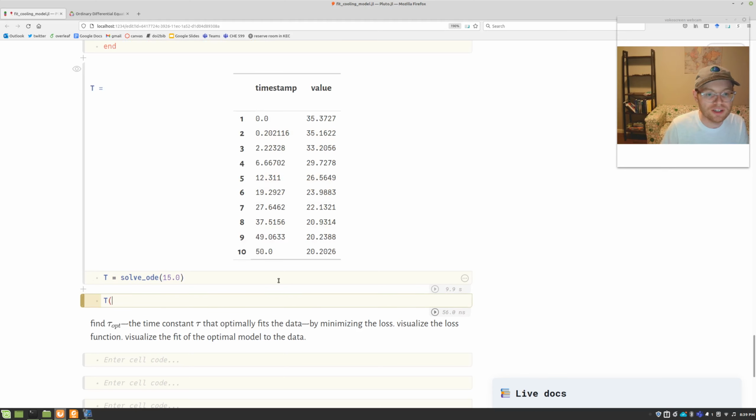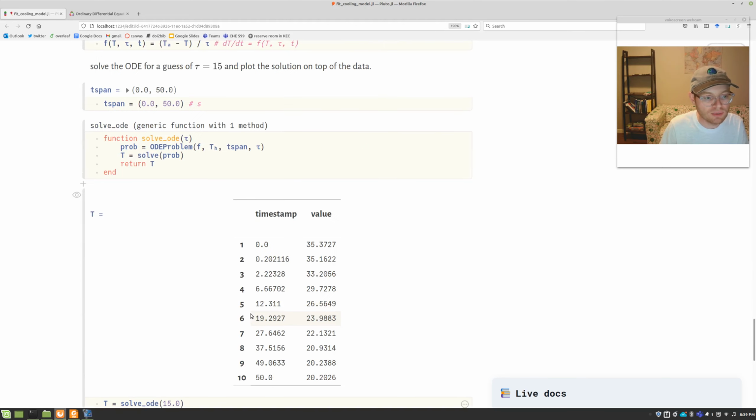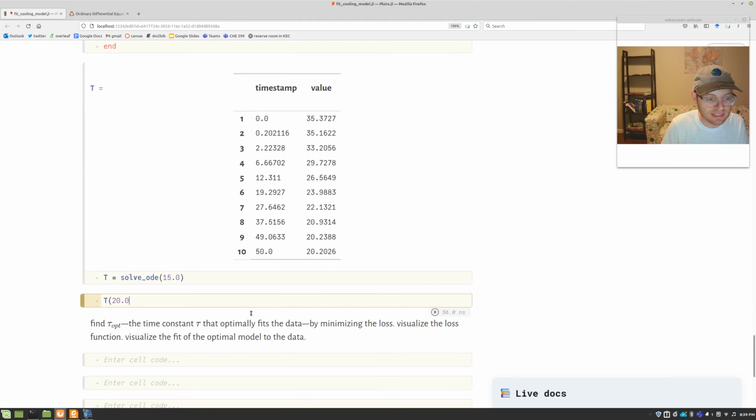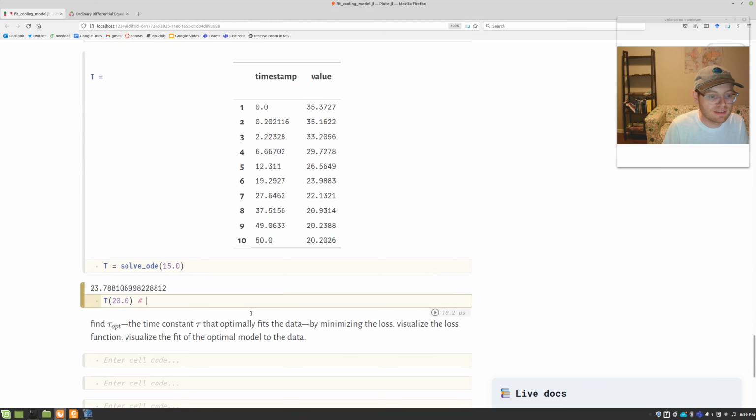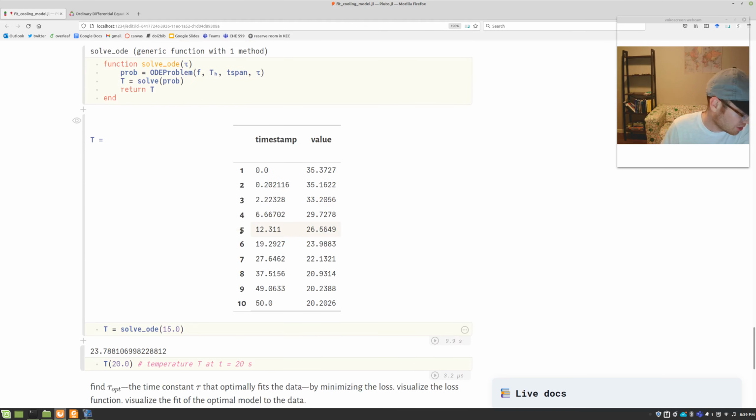So now if I want to know what is the temperature at time 20, I can put in 20, see, it's like a function. It's like t of t. So this is temperature at t equals 20. Okay, so it's like a function, right? Which is really nice. So this is a numerical solution to your ODE. So it's that easy to solve an ODE in differential equations.